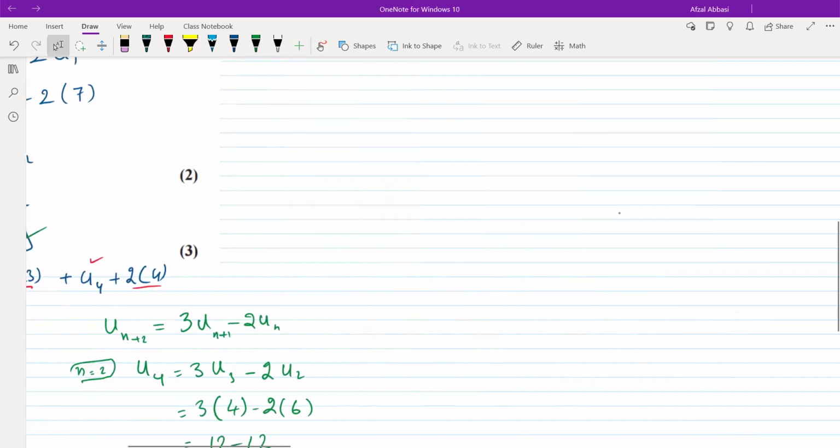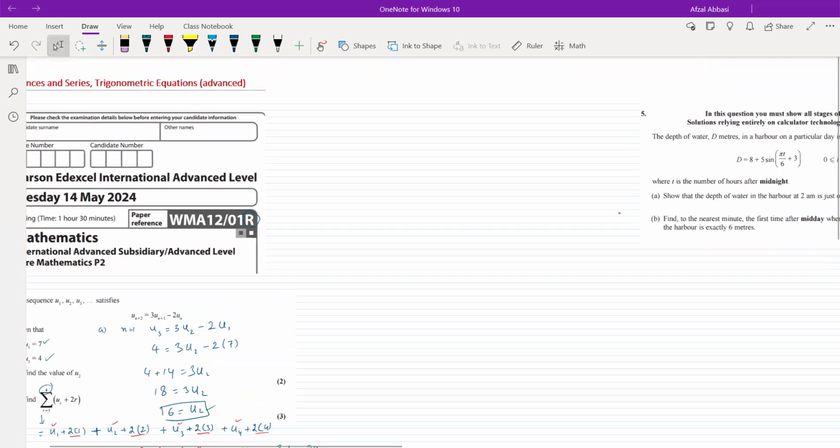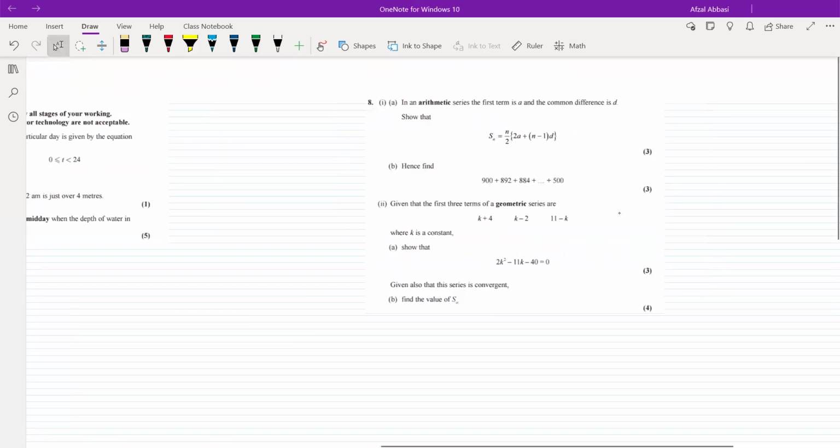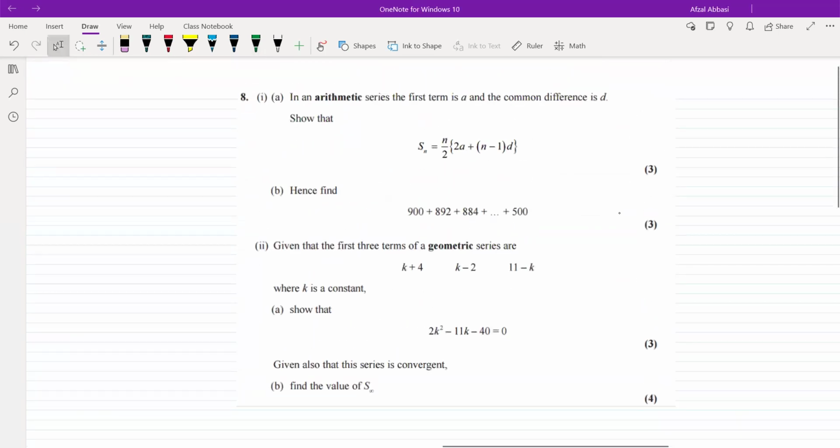Then we have another important question on sequences itself, and sometimes this is in the exam. So this was a question, first part. In an arithmetic series, the first term is a and the common difference is d. Show that the sum to n terms is this. Most of you are familiar with this, that this is the sum formula.